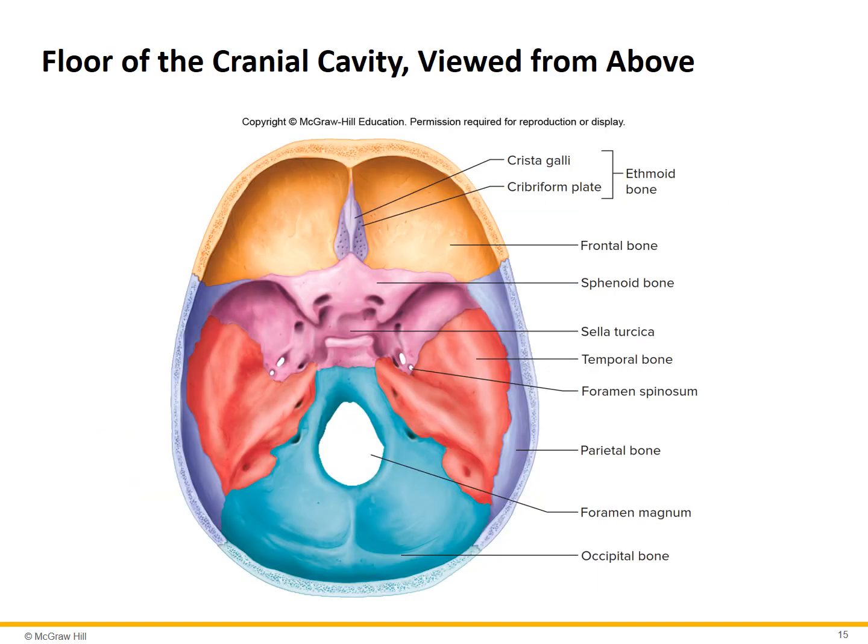This is a view of the cranial floor. This is where the brain would rest and reside. In fact, the crista galli is an attachment site for the meninges. You can see the sphenoid bone. It kind of looks like a bat. It's forming the cranial base, right? You can also see how the occipital bone and the temporal bones extend from the back and the sides to form part of this cranial floor.